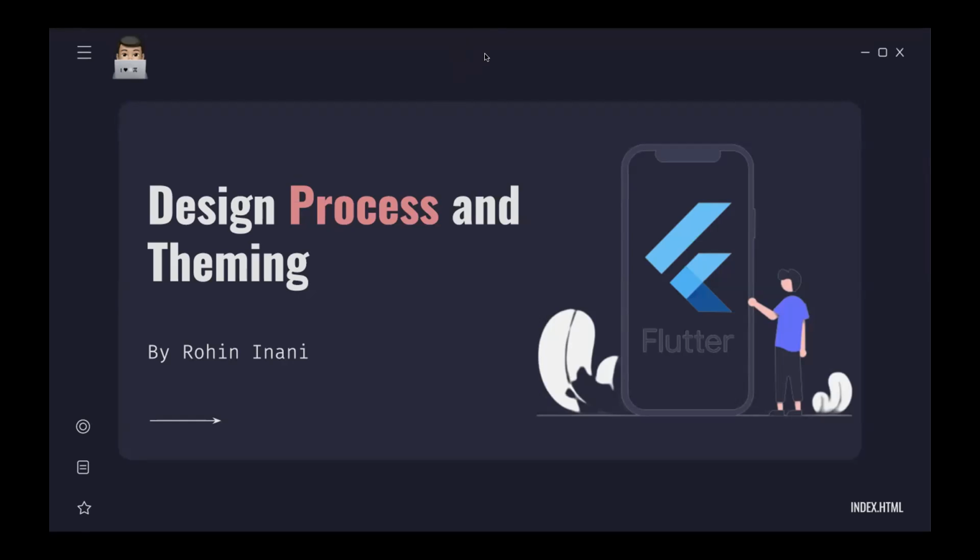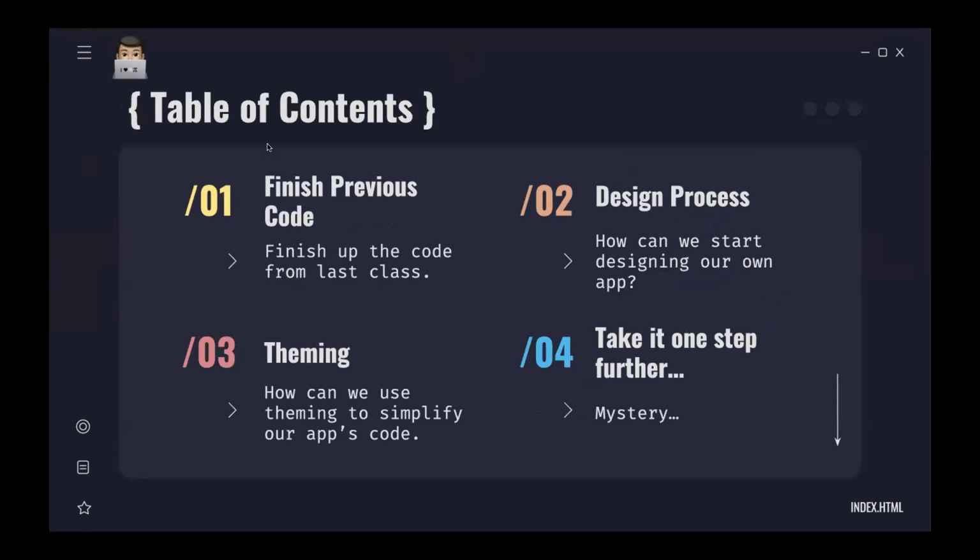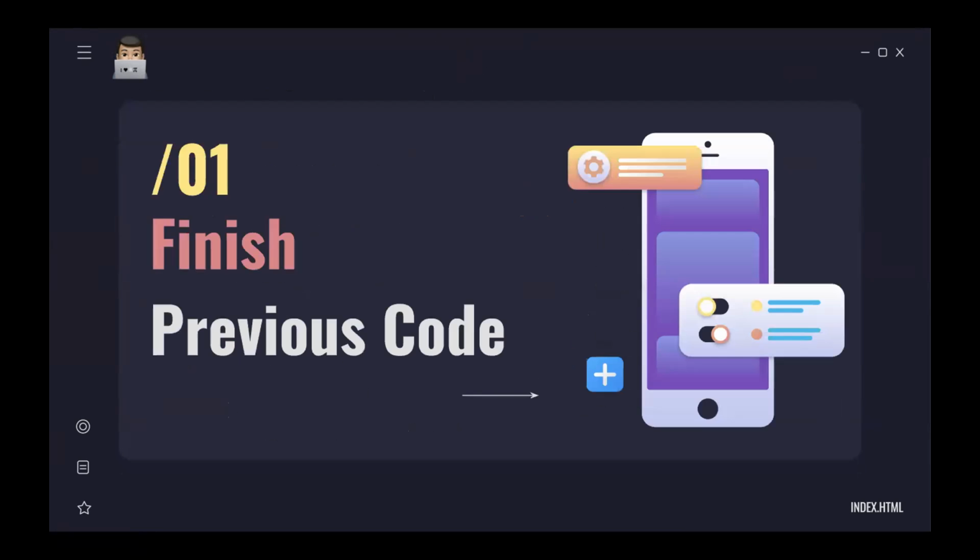Okay. So today's our last class and we're gonna do something different. What happened the class before was that we didn't finish our code, right? So today we're gonna be starting off by finishing our code. And then after that, we'll be discussing a little bit about design processes and how we can start designing our own app. Then we'll take a look at some other features of designing our app and theming and how we can use this to simplify our code. And then finally, we're going to talk about taking our code one step further. So let's take a look.